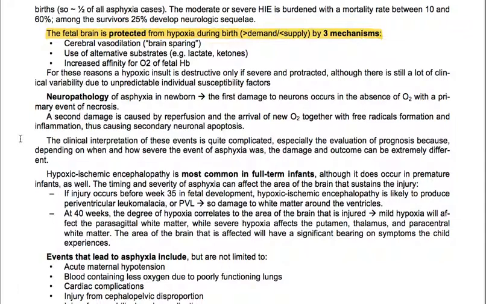Neuropathology of asphyxia in newborns. The first damage to neurons occurs in the absence of oxygen with a primary event of necrosis. A second damage is caused by reperfusion and the arrival of new oxygen, together with free radical formation and inflammation, thus causing secondary neuronal apoptosis. The clinical interpretation of these events is quite complicated, especially the evaluation of prognosis, because, depending on when and how severe the event of asphyxia was, the damage and outcome can be extremely different.